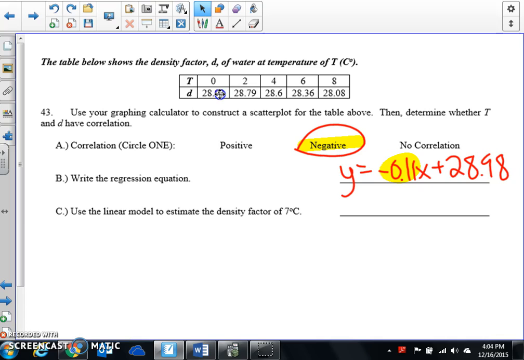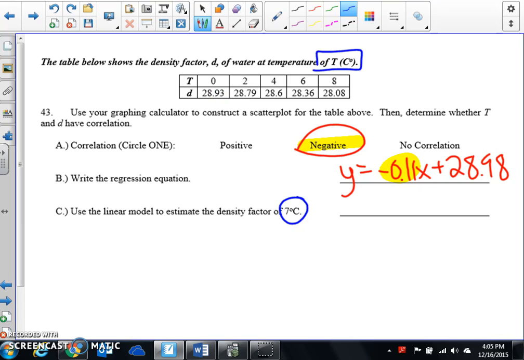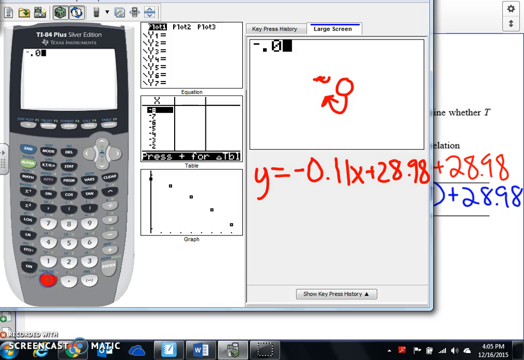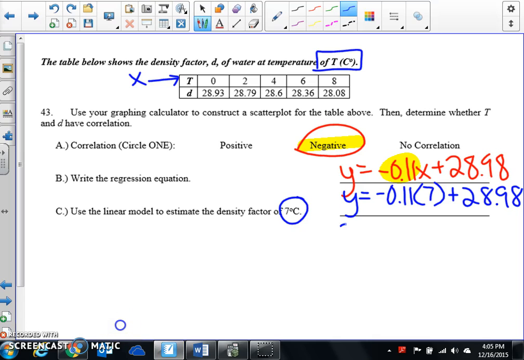All right, and then part C says use the linear model to estimate the density factor of 7 degrees. So 7 degrees, if I look up here, temperature is in degrees Celsius. So these were my x values. So I just need to plug in 7 for my x right here. And I just plug that in my calculator exactly as I see it. Second quit, negative 0.11 parentheses 7 plus 28.98. Second quit. Enter. 28.21. So this would be 28.21, the density of water.